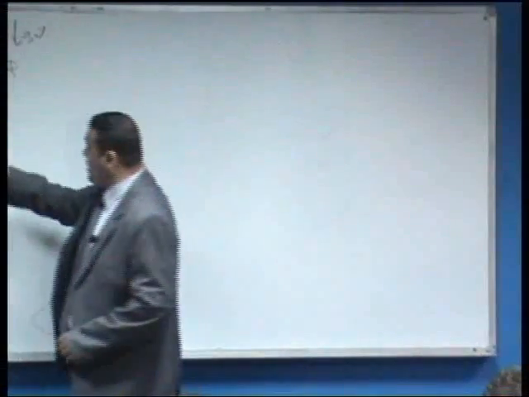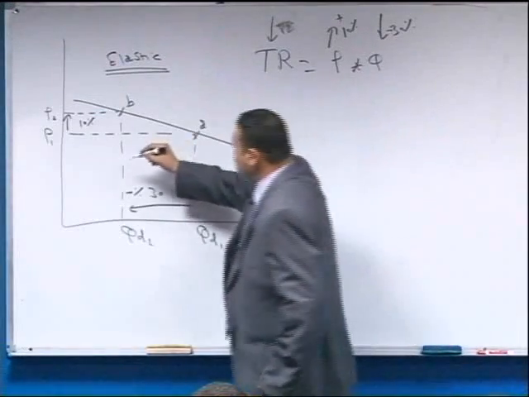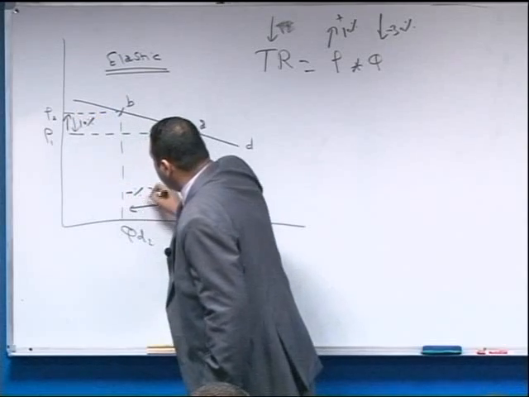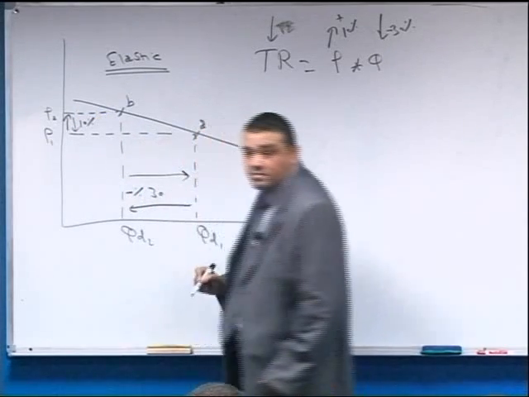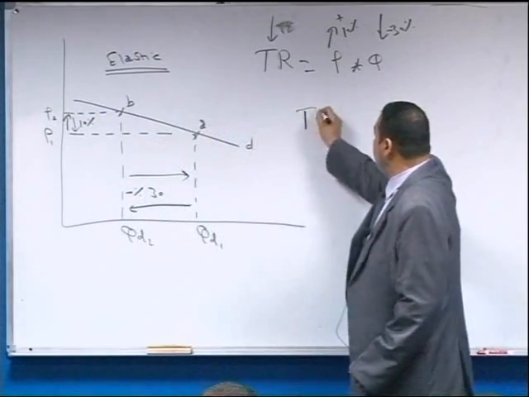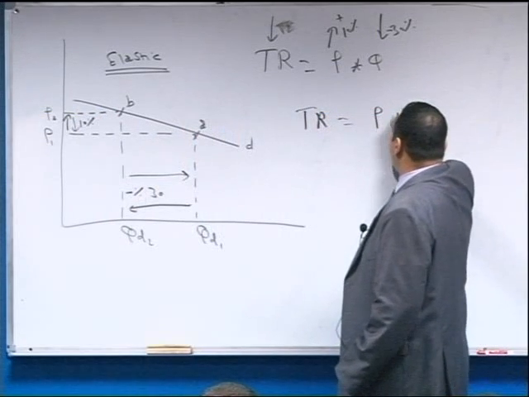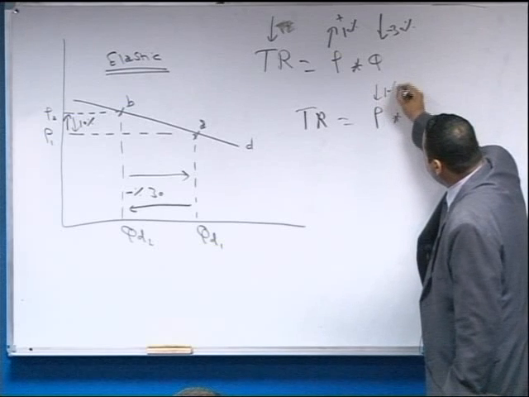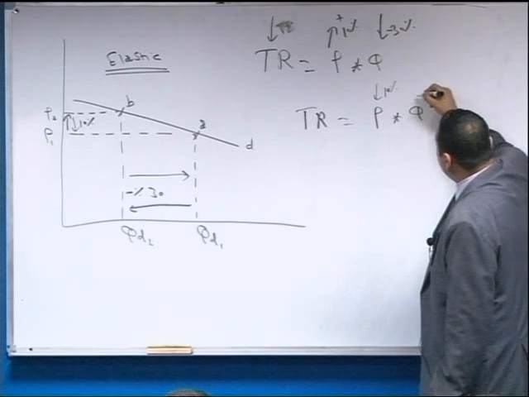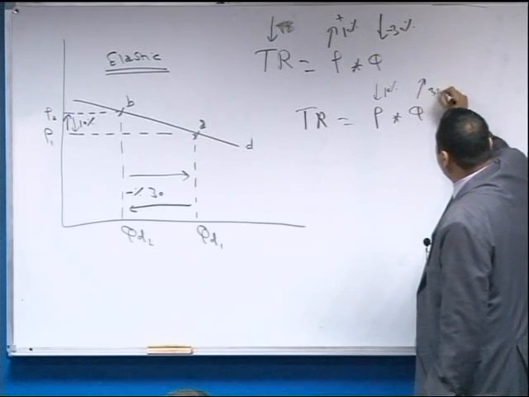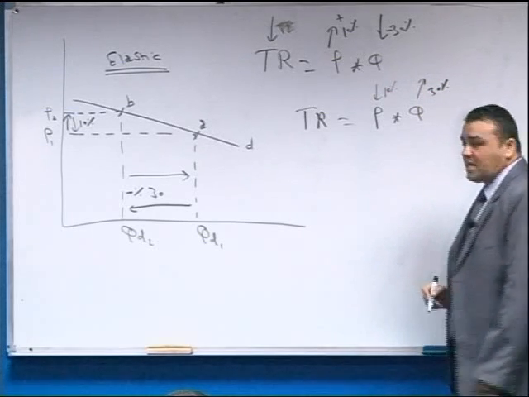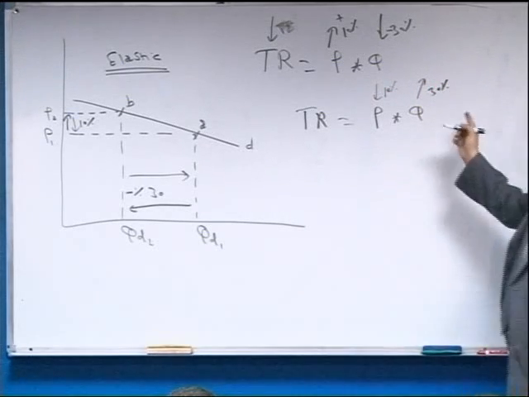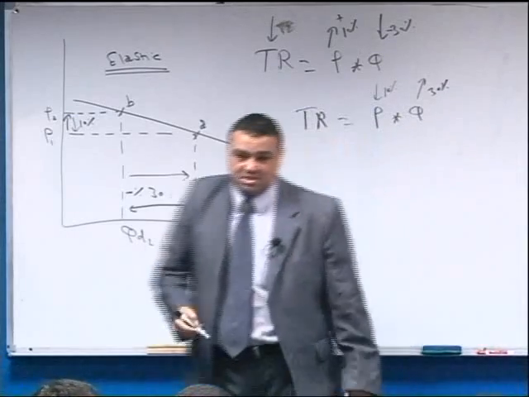And vice versa. If the prices declined, the quantity demanded would increase. So TR equals P times Q. If the price declined by 10%, quantity demanded increased by 30%. In this case, total revenue would what? Would increase. Yes.